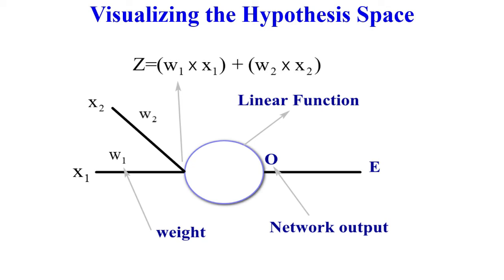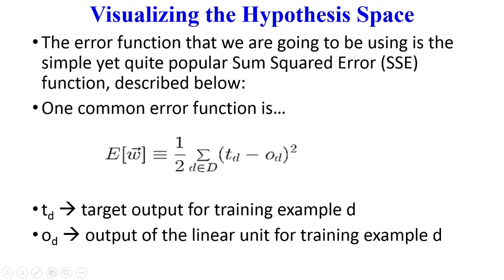Then the error will be computed, and then using gradient descent we will search for the weights, that is, by modifying the current weights that would minimize this error over the entire training set. The error function that we are going to be using is the simple yet quite popular sum squared error function as described.